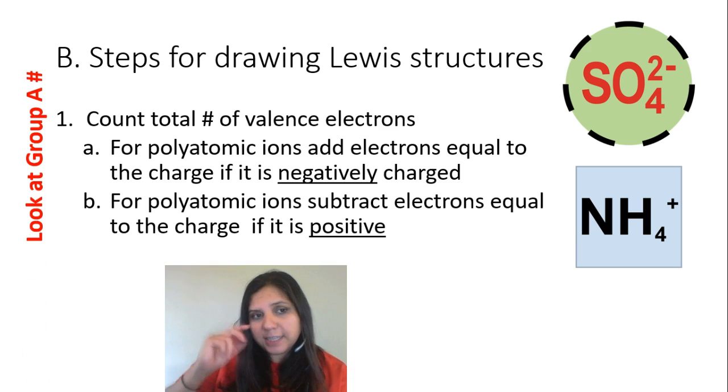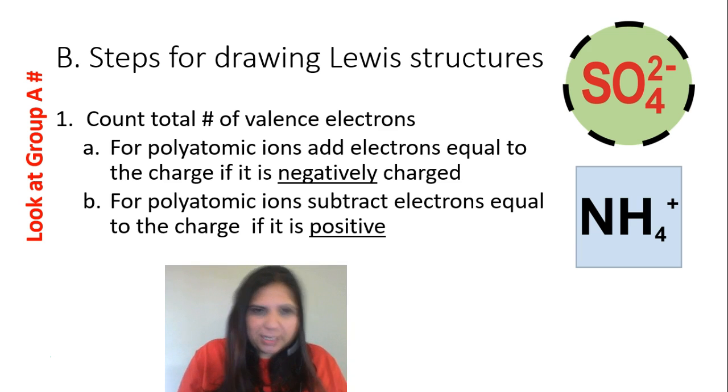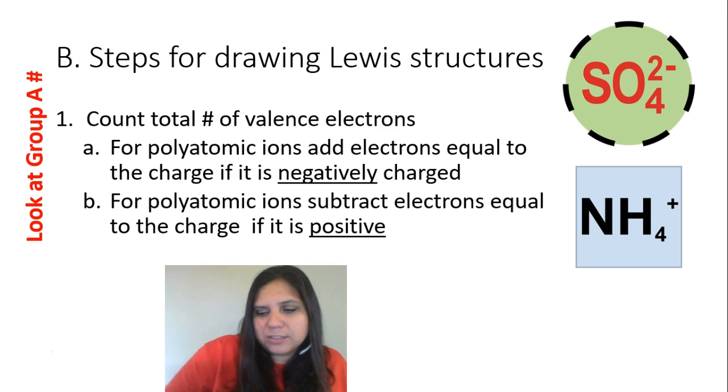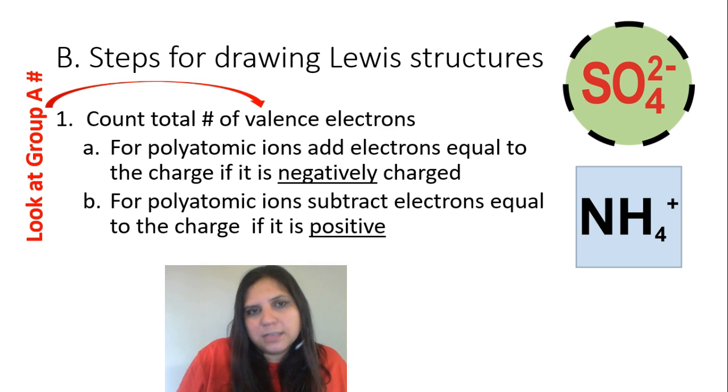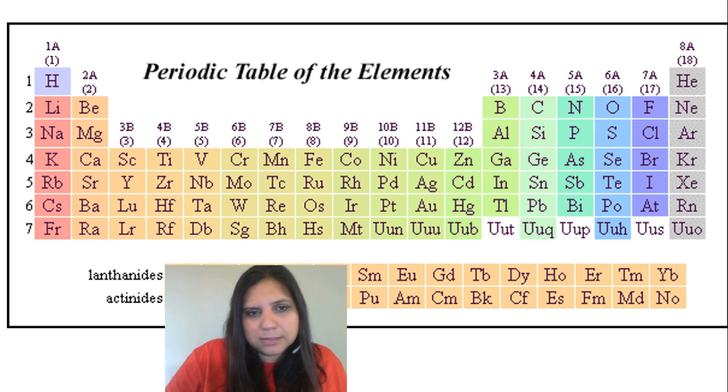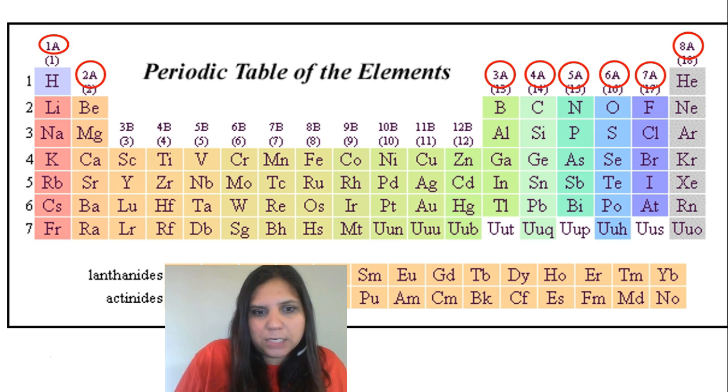When you're looking at valence electrons, you have to look at the group number instead of writing the electron configuration and figuring out the number of valence electrons. It's easiest to just look at which group it's in, and that's only for the A elements. So these right here.